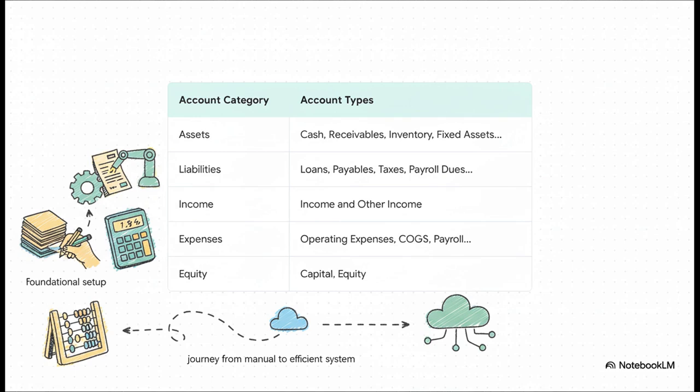You've got assets, that's the stuff you own. Then liabilities, that's what you owe. And of course, you track all the money moving through with income and expenses. And it all wraps up into equity, which is kind of the big picture score.